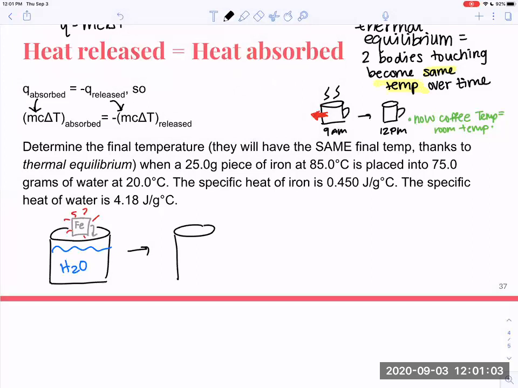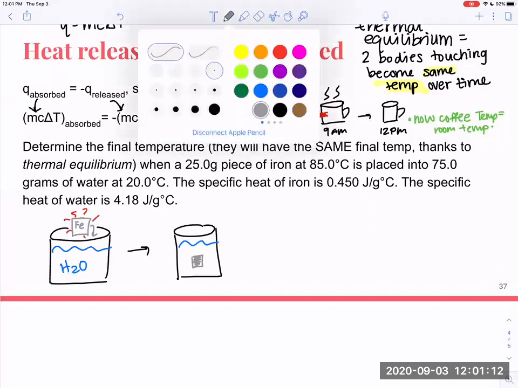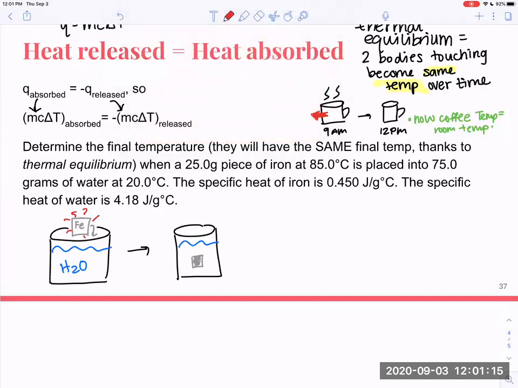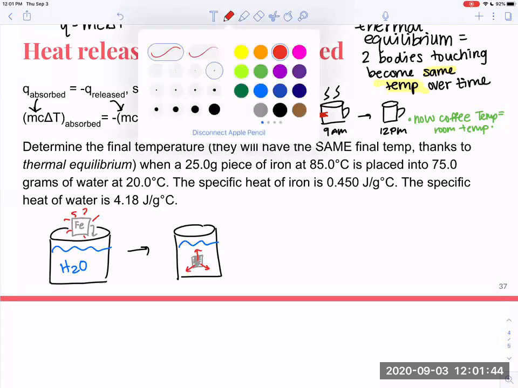So what are we going to get? We're going to get our iron and our water. And let's think about the direction of energy flow. Is the heat going to go from the water to the iron or the iron to the water? Heat is going to go from the iron to the water. So we're going to have a flow out. So the iron is going to experience endo or exothermic behavior. Right, the iron is going to be exothermic because it's losing energy. And the water is going to be endothermic because it's gaining that energy.